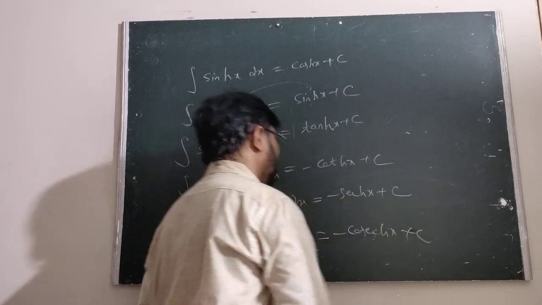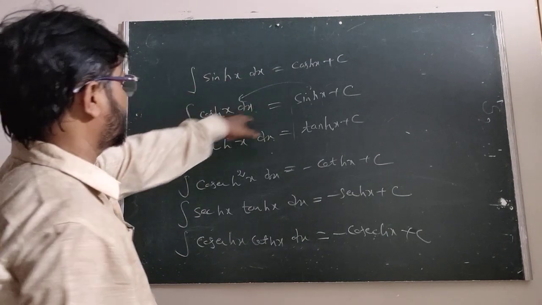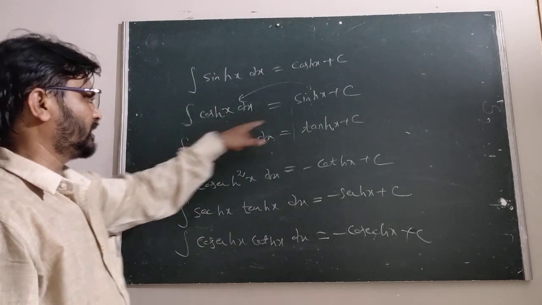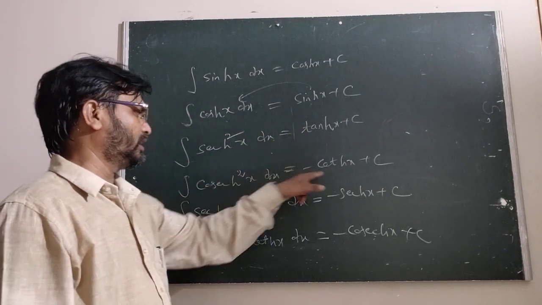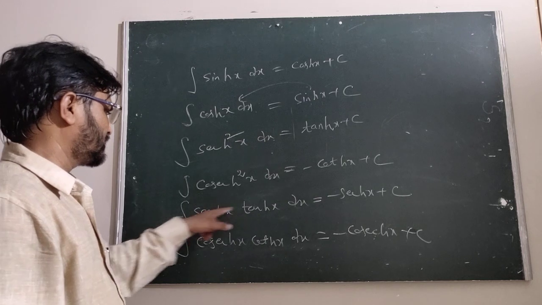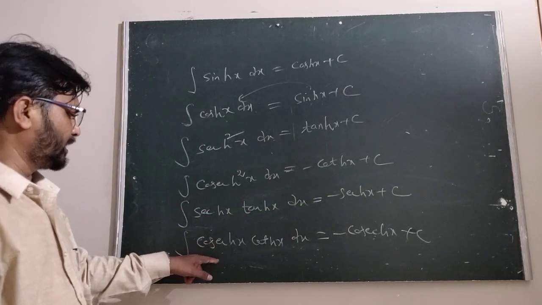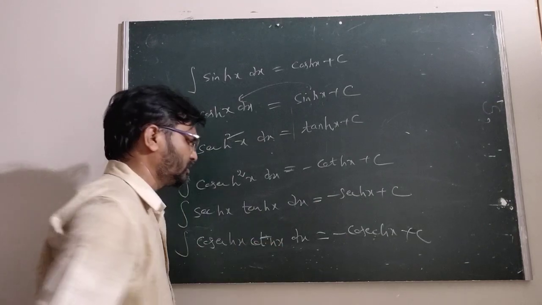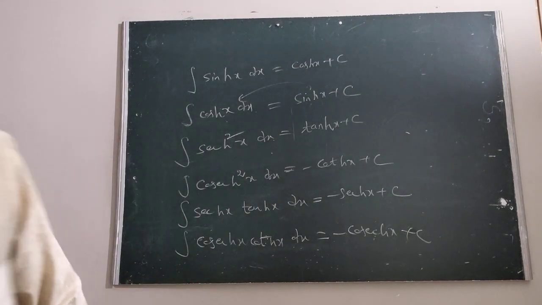In hyperbolic, the first three are positive and the last three are negative. The integral of sin hx is cos hx, and the integral of cos hx is sin hx. The integral of secant h square x is tan hx, but the integral of cosecant h square x is minus cot hx. The integral of secant hx tan hx is minus secant hx, and the integral of cosecant hx cot hx is minus cosecant hx.